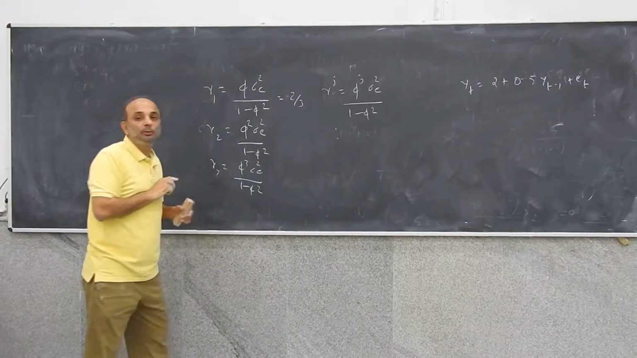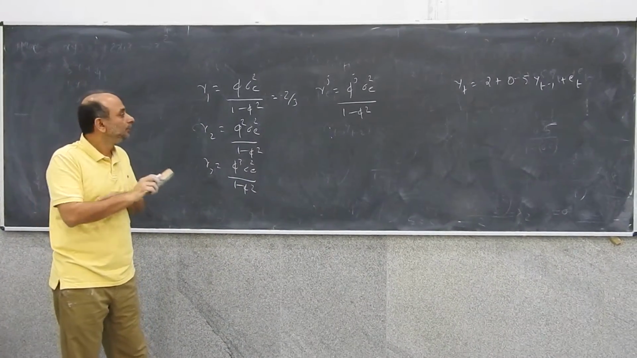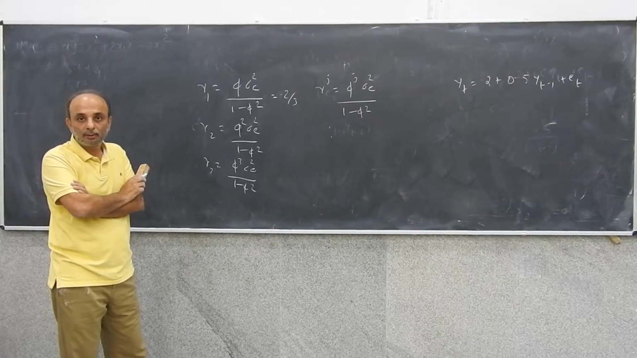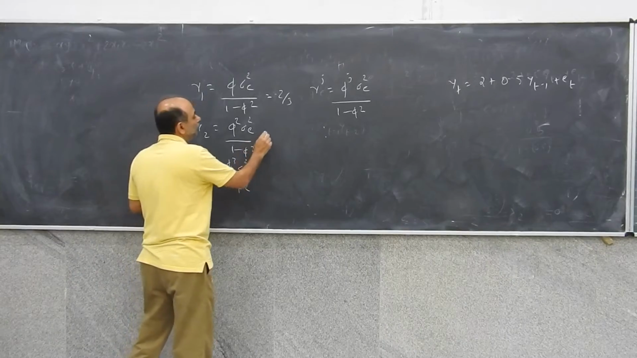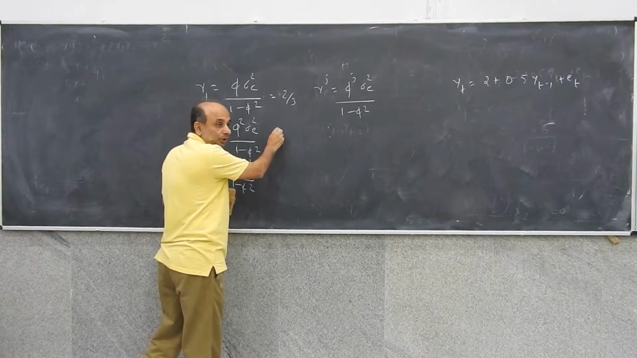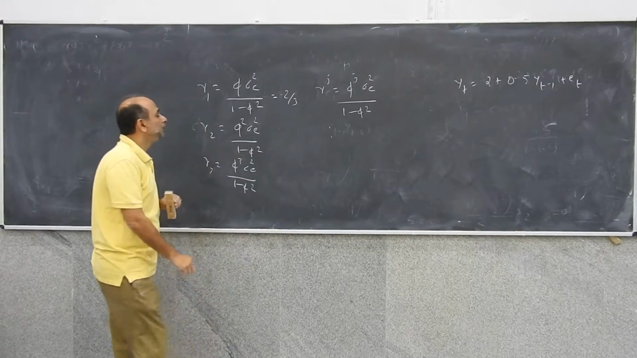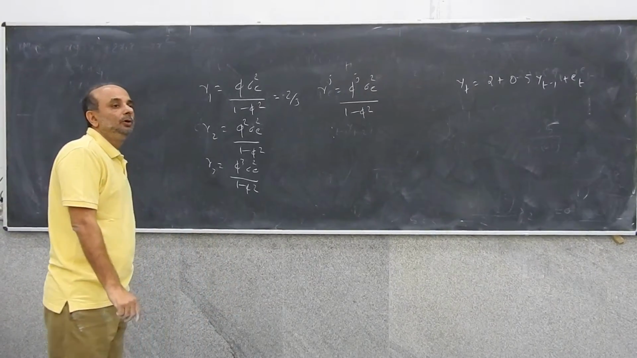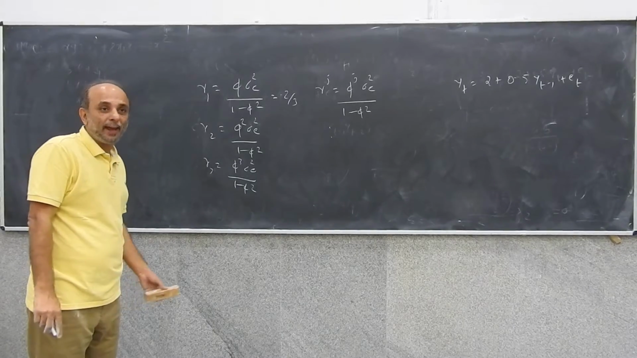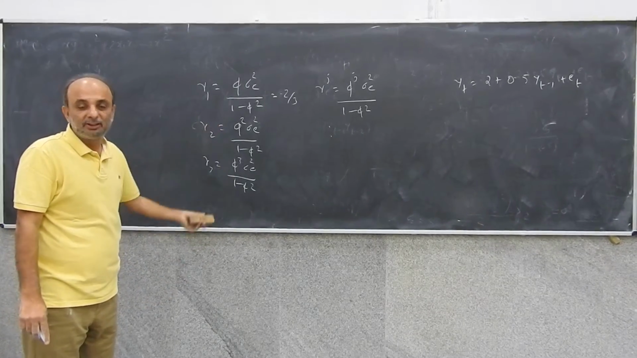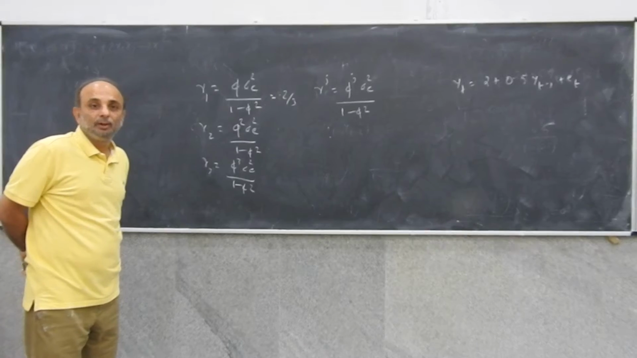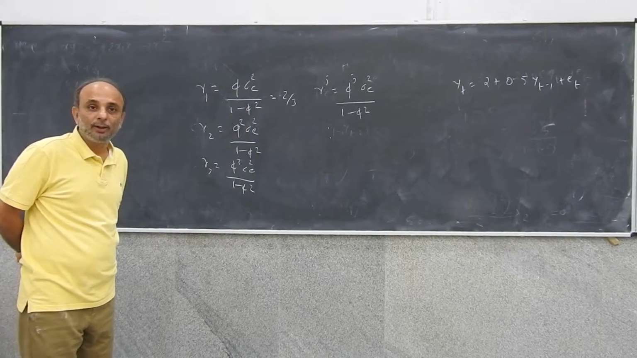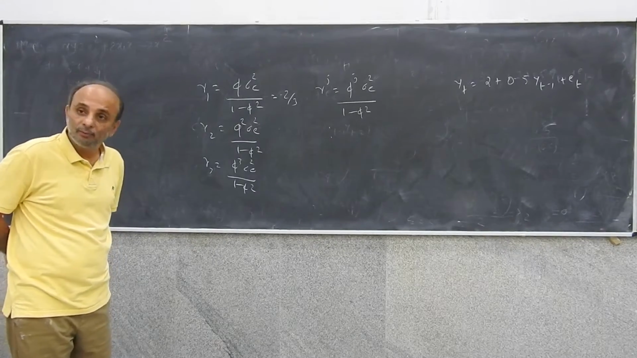What will be gamma 2? Gamma 2 will be 1 by 3? Yes. Sure? Calculate gamma 2. So 0.5 square will be in the numerator, 3 by 4 will be the denominator, right? So 1 upon 4 upon 3 by 4 is 1 by 3, correct.